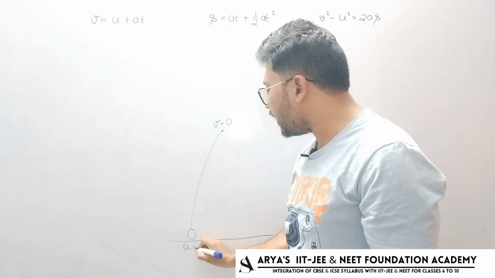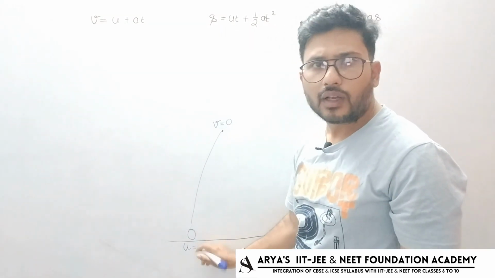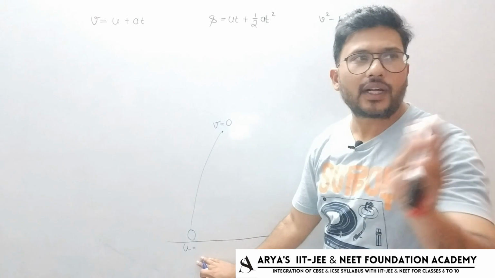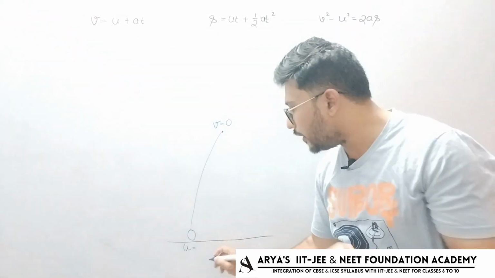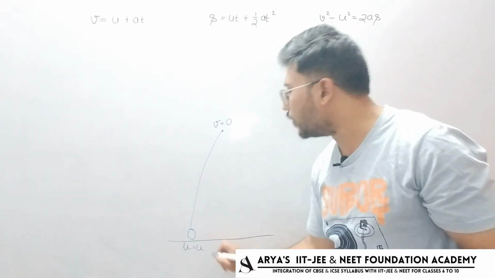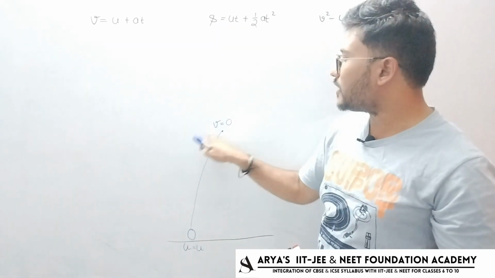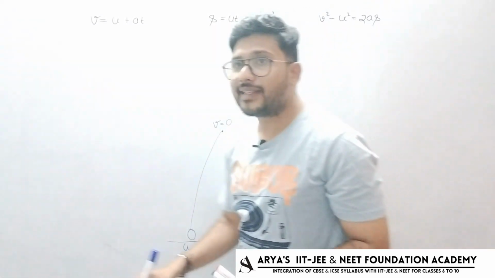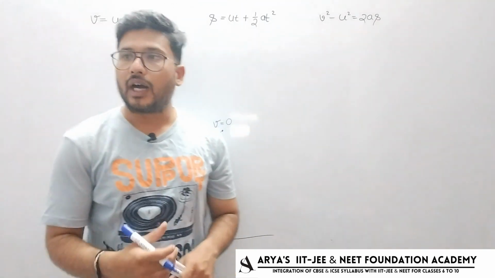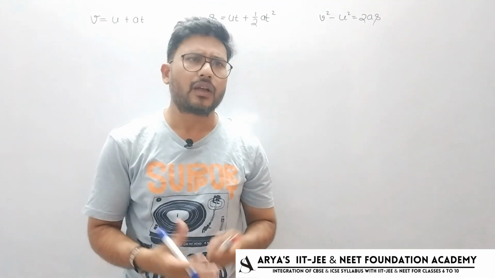At the initial point, u is not equal to 0. There should be some value, but we don't know it, so let us mark it as u only. Initial velocity value is u. Final velocity value is 0. I said when the body is going up, automatically speed is reduced. Why?